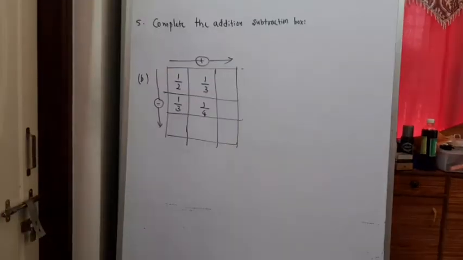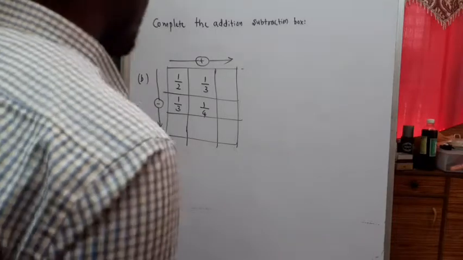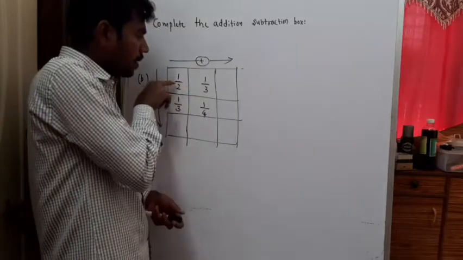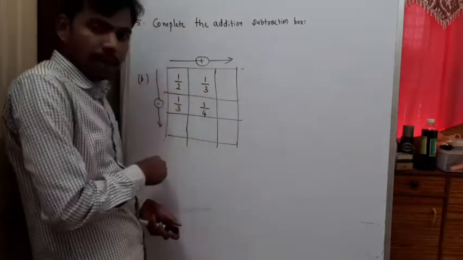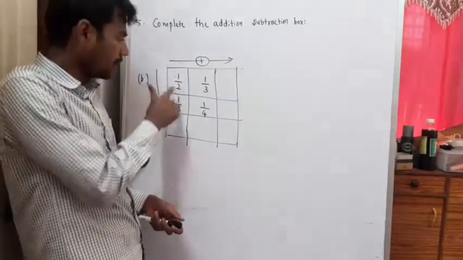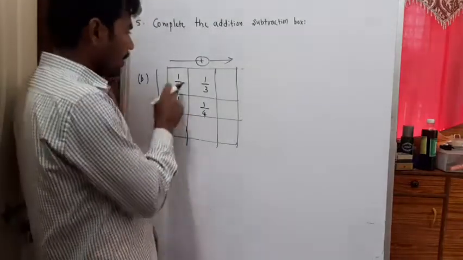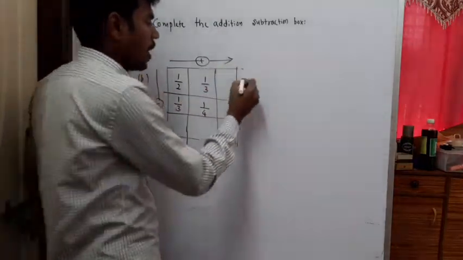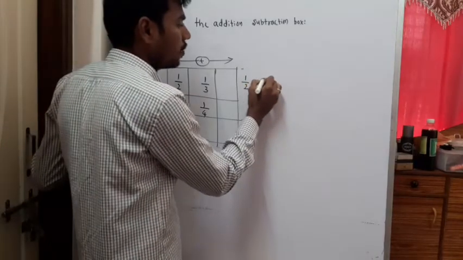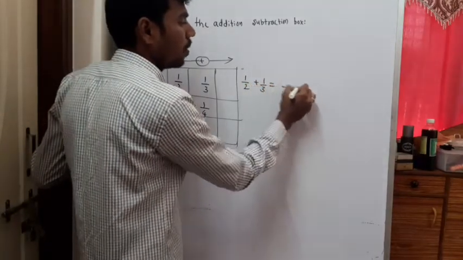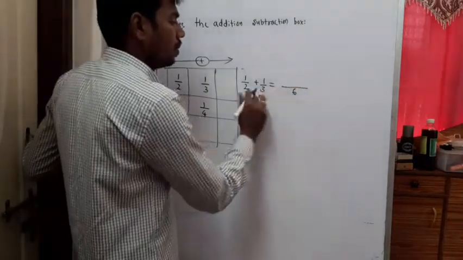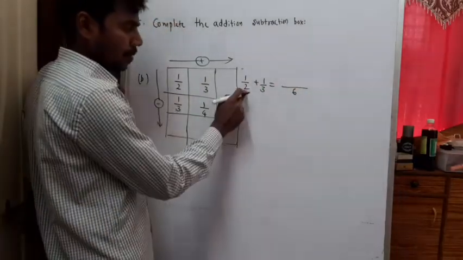So next question. Complete the addition subtraction box. See, if you go in the right direction, you need to add. If you come down in the downward direction, you need to subtract. See, if I'm traveling in the rightward direction, what I need to do? I need to add 1 by 2 plus 1 by 3, which is equal to, since 2 and 3 are co-prime, 2 3s are 6, 6 is the LCM.